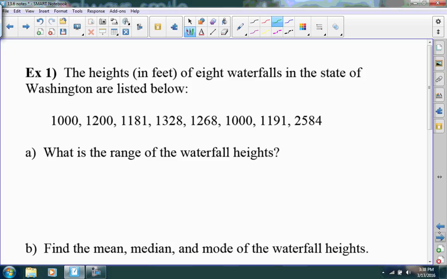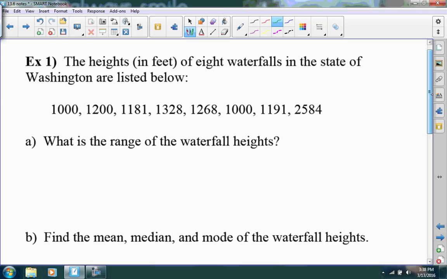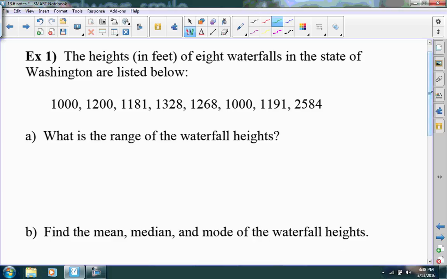All right, so for example one here, we're going to find some pieces of information. Here we have the heights in feet of 8 waterfalls in the state of Washington. And they want us to find the range of the waterfall heights. Now, anytime we're dealing with central tendency and we're given a list of random numbers, we want to take a moment and put them in order from least to greatest. So we want to put them in increasing order or ascending order.